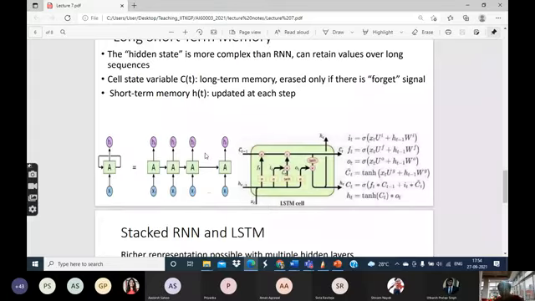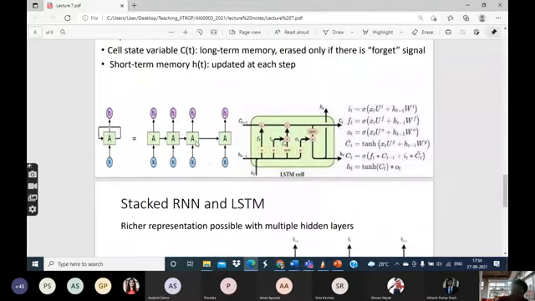The difference here is that the state value is not one, but there are two kinds of state values: the short-term state with a short-term memory H and the long-term memory C. How those values are updated at every time point depends on this set of equations, which are sometimes known as the different gates of an LSTM. I will not go into the details of exactly how the LSTM works, but you can actually understand it by seeing this figure.